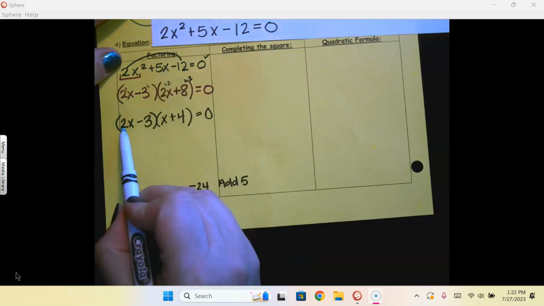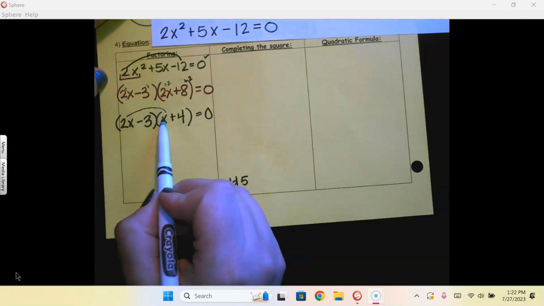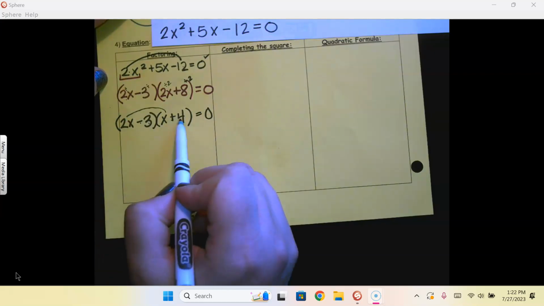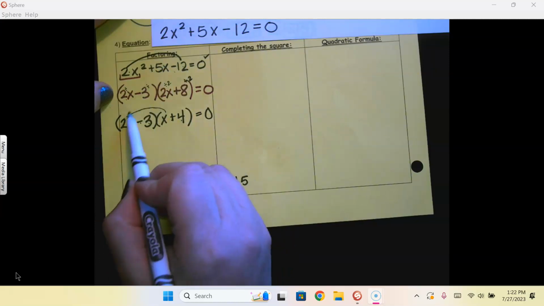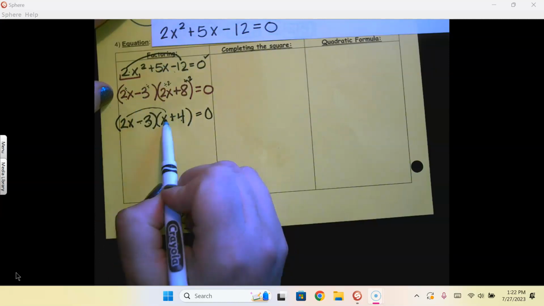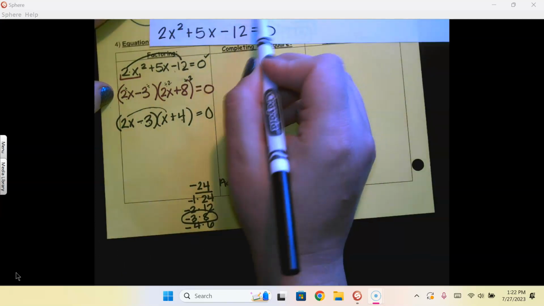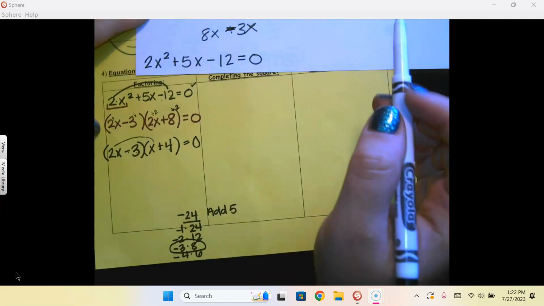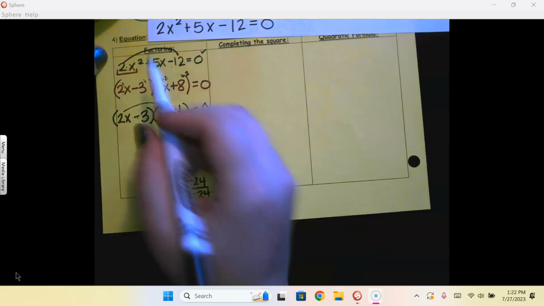So now we could see that this would FOIL. If I do 2x times x, that's 2x squared, and then negative 3 times positive 4 is negative 12. Now I'm going to get the 5 because this would be 8x, and then this would be negative 3x, and 8x and negative 3x would make the 5x. So it does FOIL if you multiply it out to the original, so we checked it.